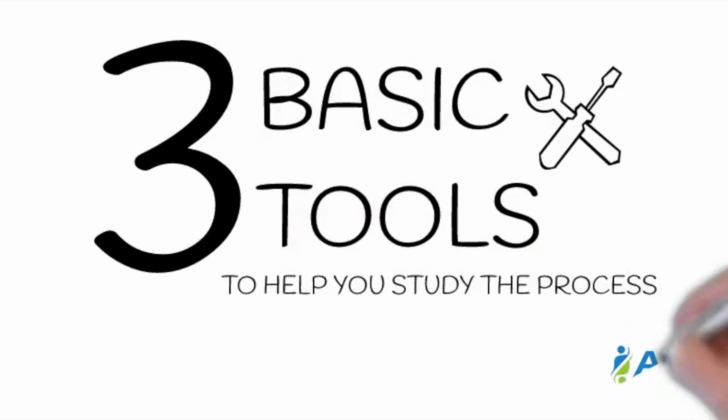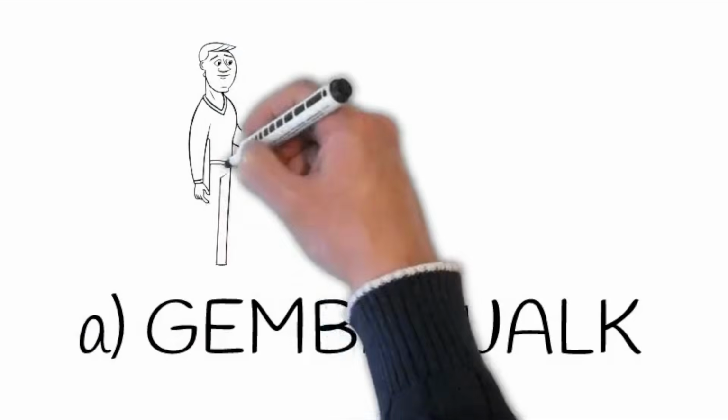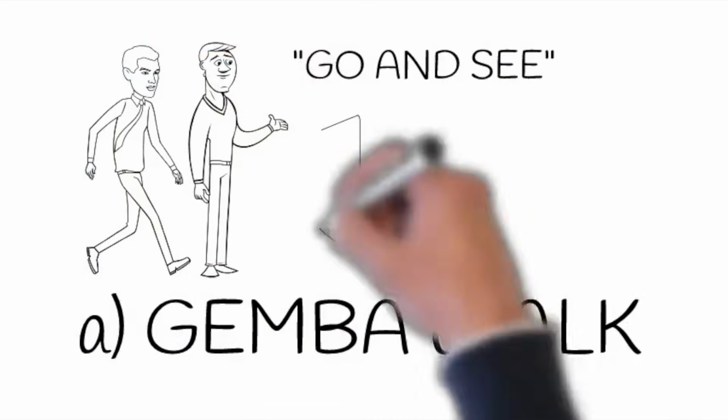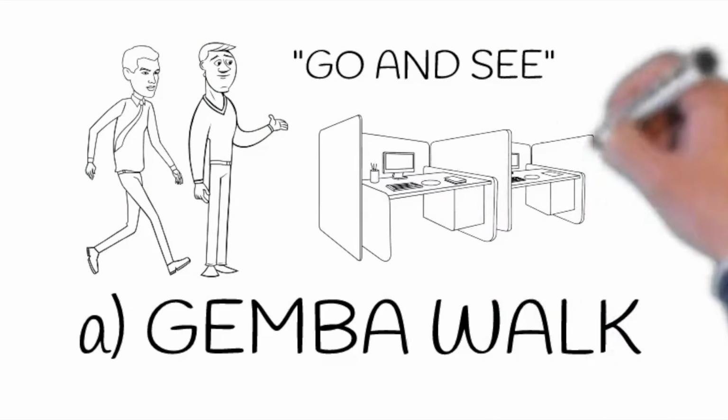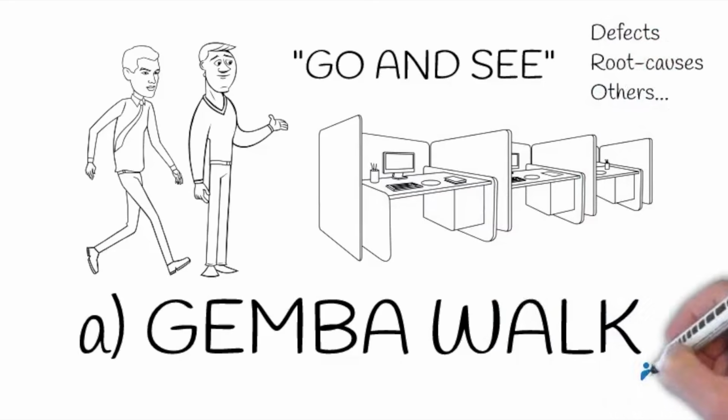There are 3 basic tools that will help you study the process. Gemba Walk. Simply said, go and see. It is a tour of the area where the work is taking place, purposely to get information, such as defects, root causes, and other information that can lead to targeted improvements.